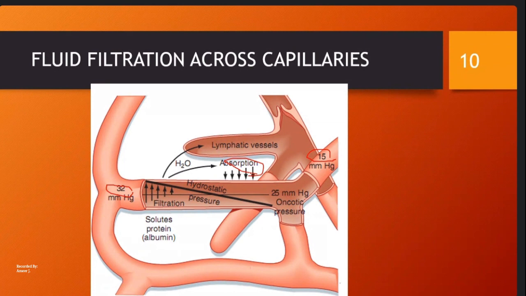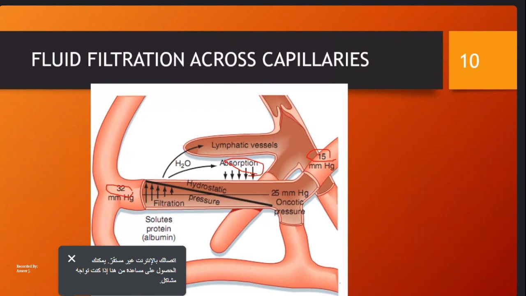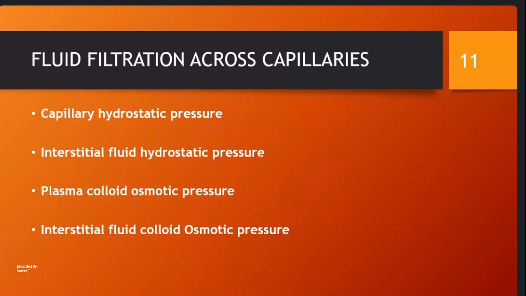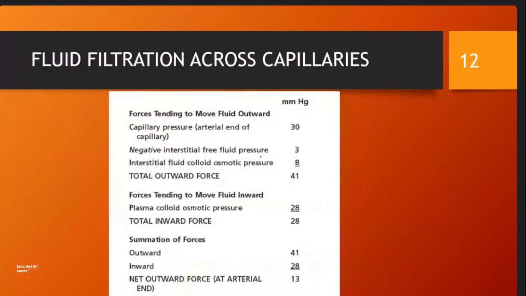This principle is very important because it allows the water to generate a cycle of filtration and absorption in the vascular system. Therefore, in summary, I can say there are four factors: capillary hydrostatic pressure, interstitial fluid hydrostatic pressure, plasma colloid osmotic pressure, and interstitial fluid colloid osmotic pressure. These are the four factors that determine the level of filtration.